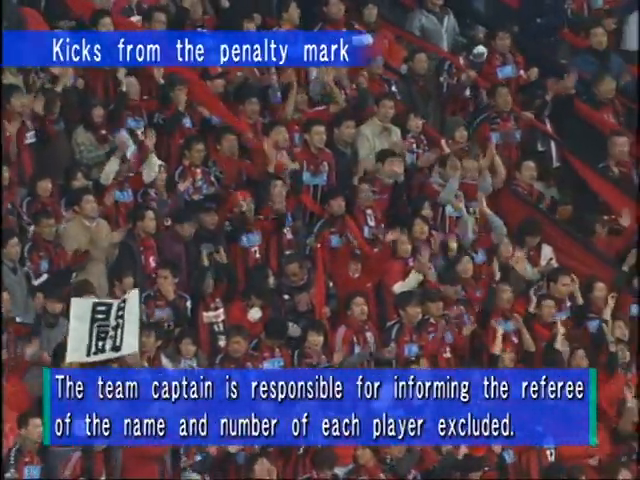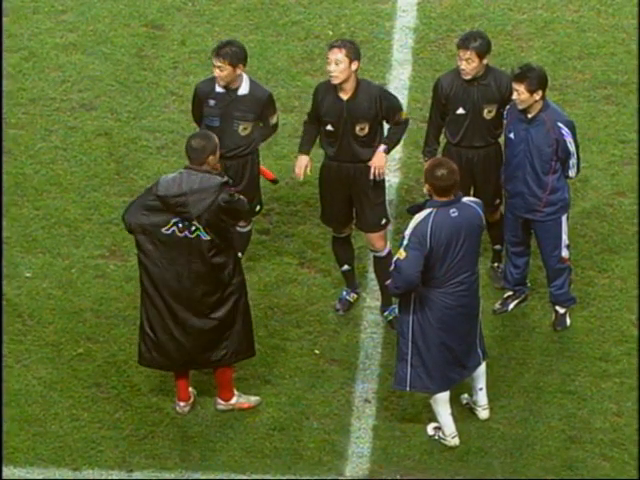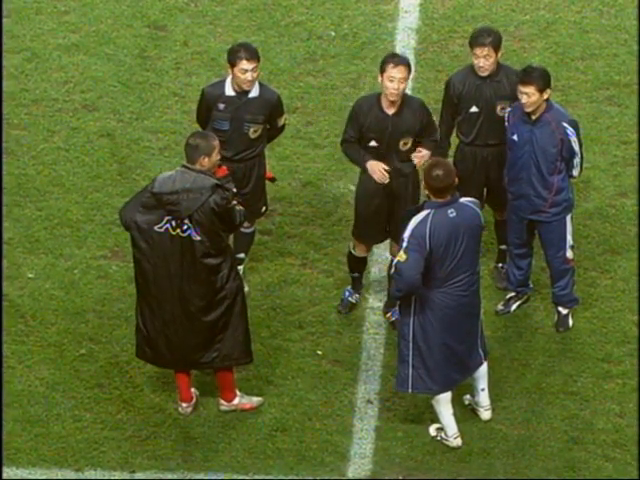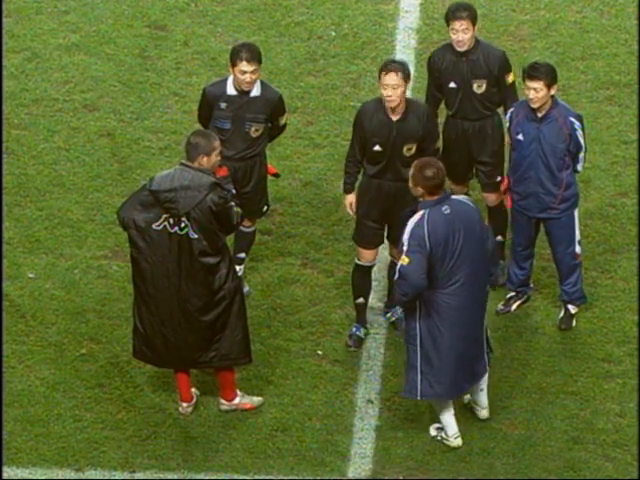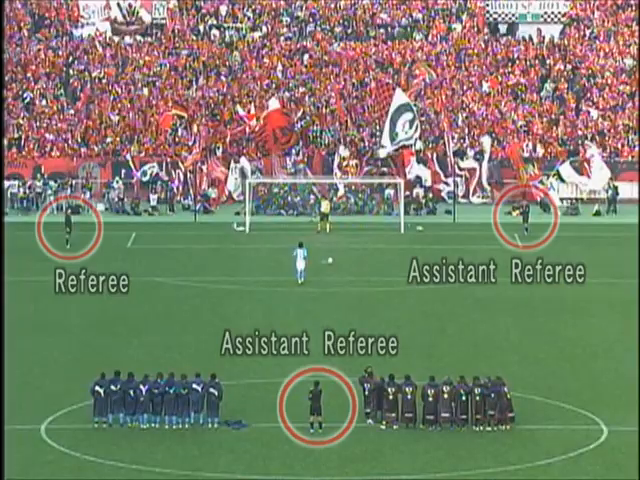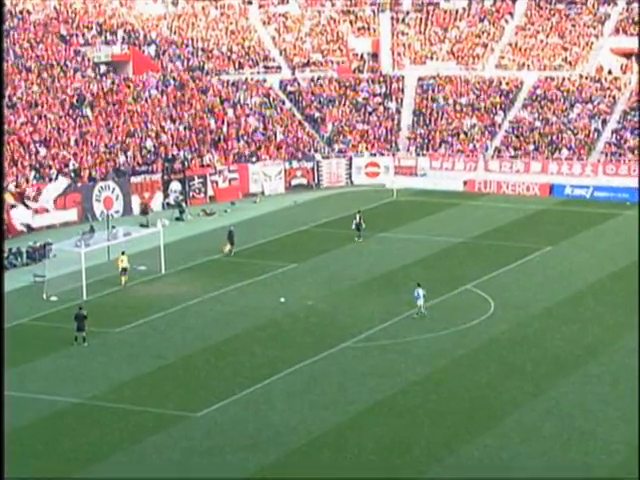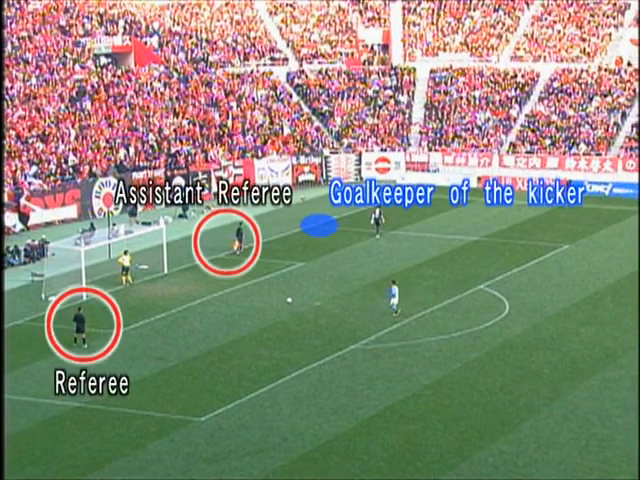The referee tosses a coin, and the team that wins the coin toss decides whether to take the first or the second kick. All players except the player taking the kick must remain within the center circle during the kicks. These are the positions designated for the goalkeeper, who is the teammate of the kicker, and the positions for the referee and the assistant referees.